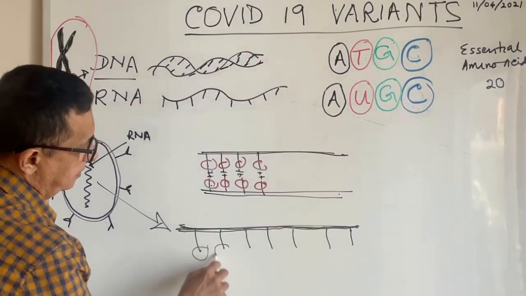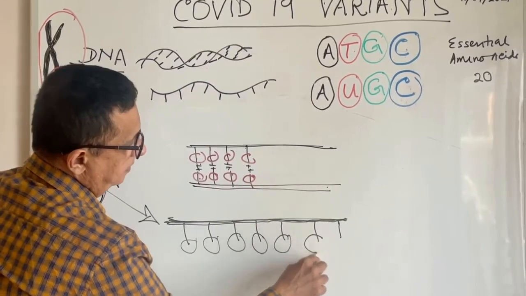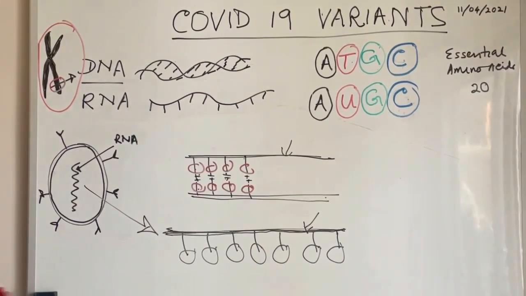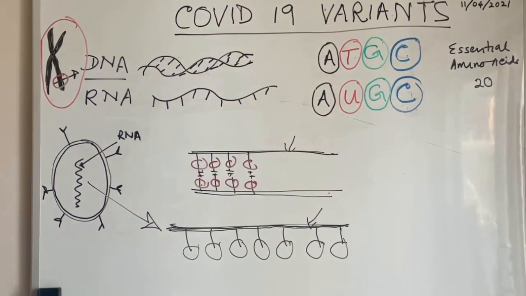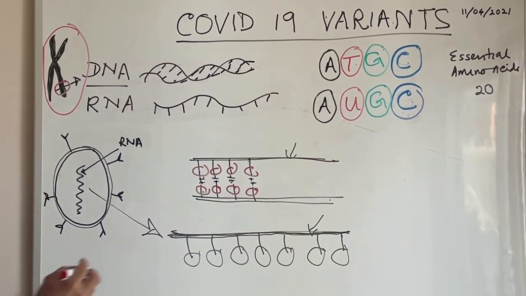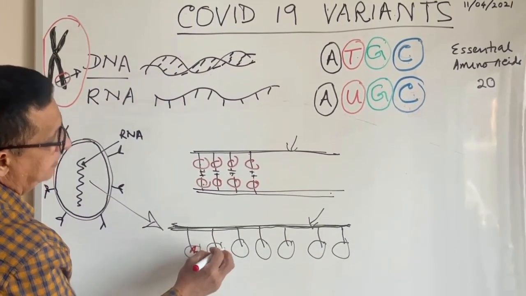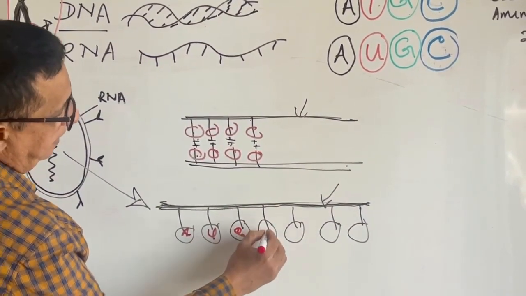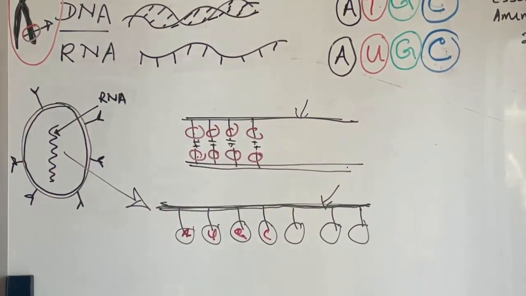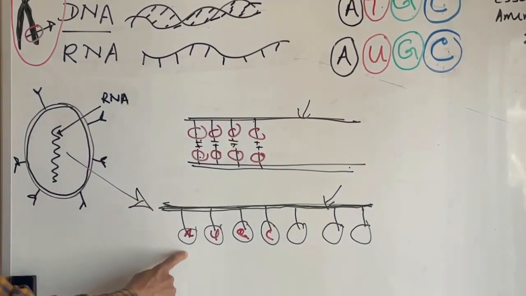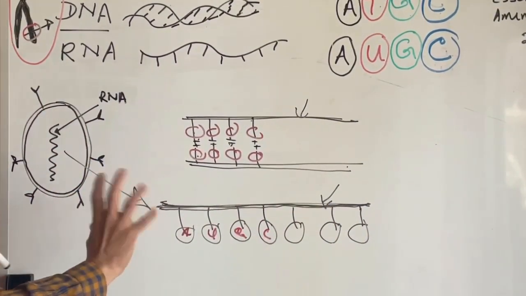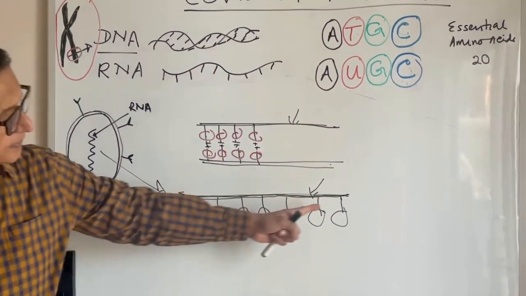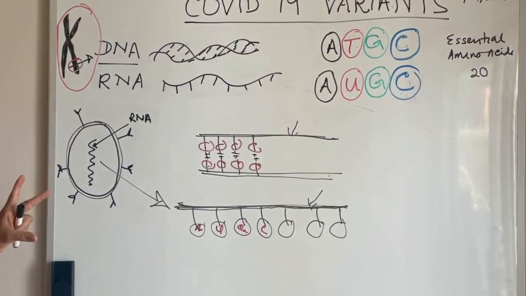In this, you have the sugar phosphate backbone, and these bases are a little bit different from DNA: adenine, uracil, guanine and cytosine. So these bases are in various patterns throughout this genome, and that sequence makes the particular genome.